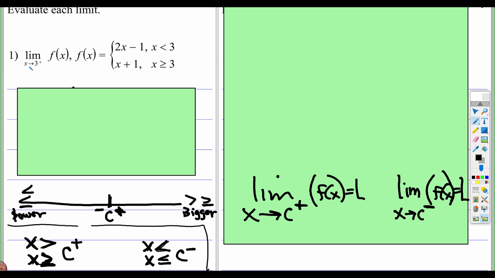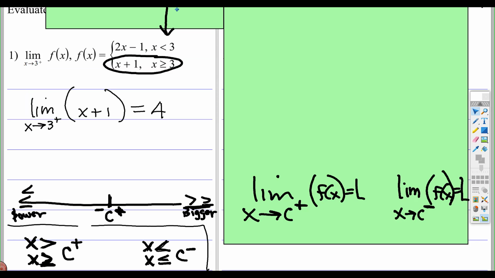So notice what this says: the limit as x approaches 3 from the right side of f of x. So which one of those? This is what you do. You just look at the inequality sign. Which inequality sign says that x is bigger? The one that looks like that, that's the right side. So then this is all you have to do.